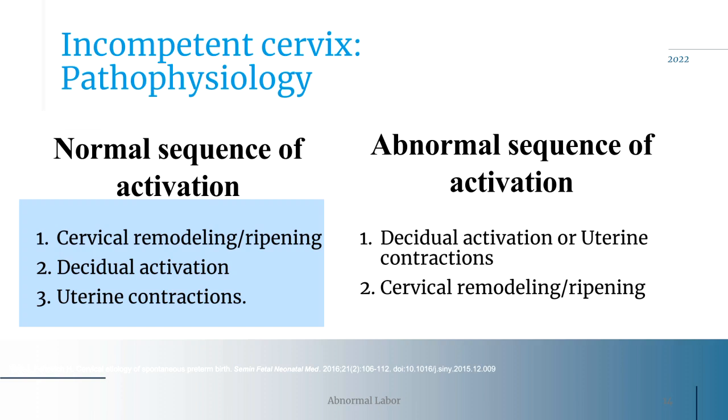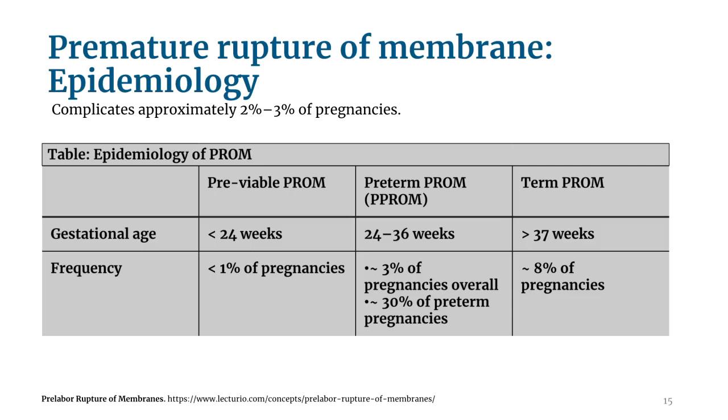Incompetent cervix, also one of the etiologies for preterm birth, starts when we have an abnormal sequence of deactivation of the cervix, meaning that we start with uterine contractions or decidual activation prior to cervical remodeling that should occur at the beginning, in ripening. So the order of the steps is not normal.